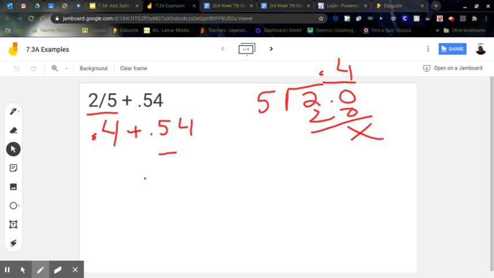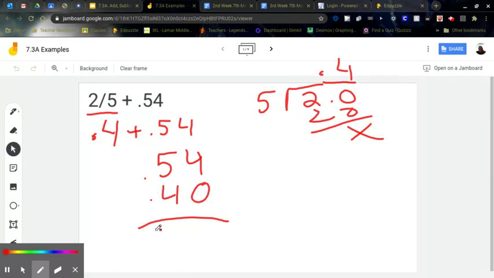And then we're going to add them just like normal. So we want to line them up, 0.54, 0.40. So make sure those decimals are lined up right there. And then we're going to add just like normal. 4 plus 0 is 4, and 5 plus 4 is 9. And then we bring that decimal down and put it right there. And look, we've got 0.94 is our answer.